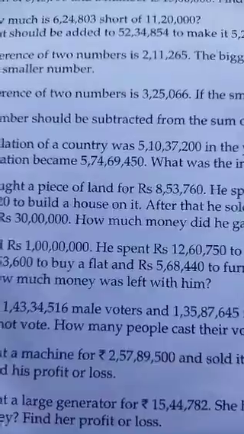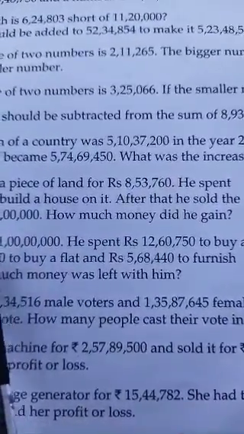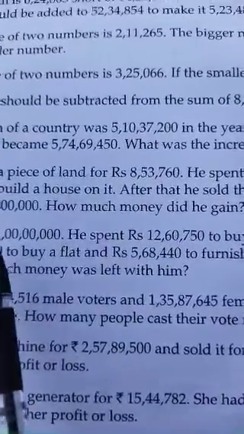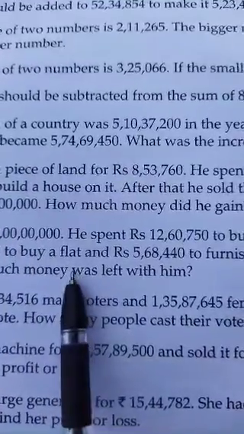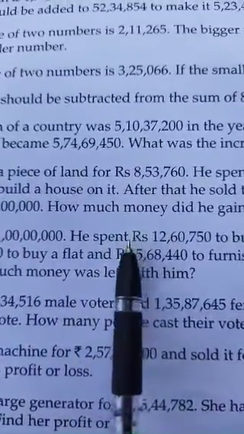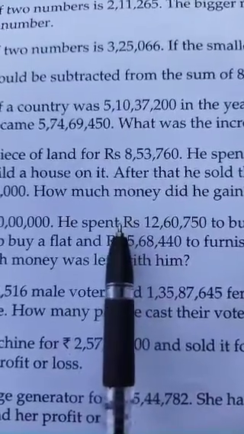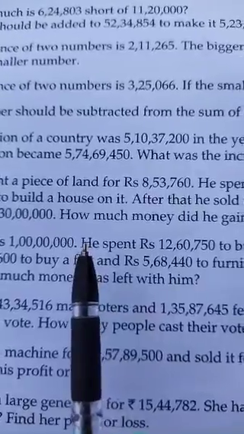So a man bought a piece of land, then he spent money to build a house on it, and after he built the house he sold that house to another person. So you have to find out how much money he gained from selling that house. So first of all, you have to find how much money he spent in building the house.